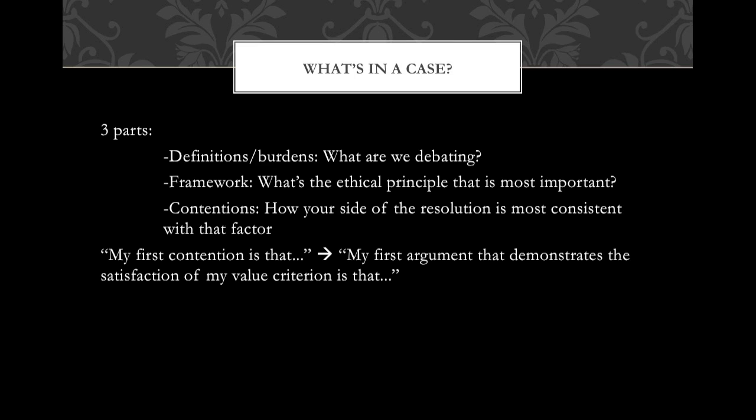The second layer is the framework. And in the framework, you're just arguing what's the ethical principle that's most important to consider with how we should vote given the topic. And lastly, you talk about the contentions. And those are just your different arguments for your side of the resolution and how it's most consistent with that factor. So the term "my first contention is that" translates pretty much to the first argument that demonstrates the satisfaction of my value criterion is so and so. So the point is just you can see there's three distinct layers that interact with each other.